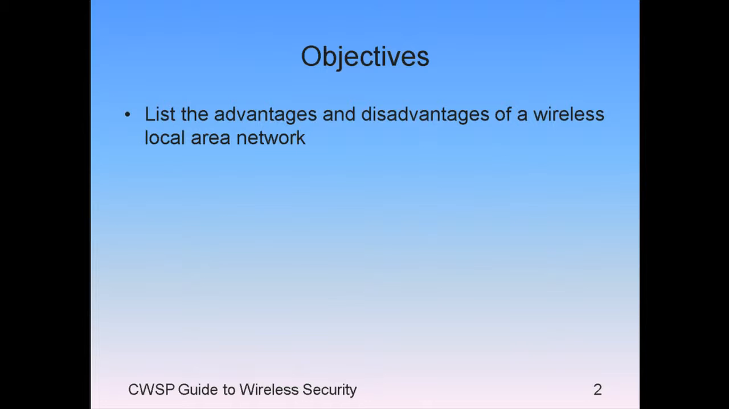In this chapter, the objectives: list the advantages and disadvantages of a wireless local area network. And in this case, we are concerned with local area networks and not wide area wireless. So we're going to look at those. And these are not necessarily the ones that you go and buy for your home, but there are some that become a lot more sophisticated that you use in business. The same principles apply to both. The way you compromise wireless is going to be the same for both.